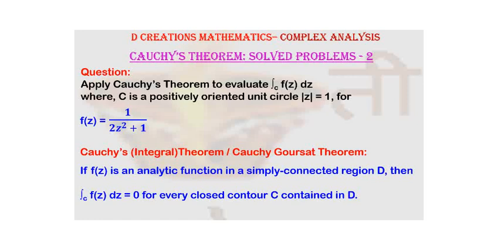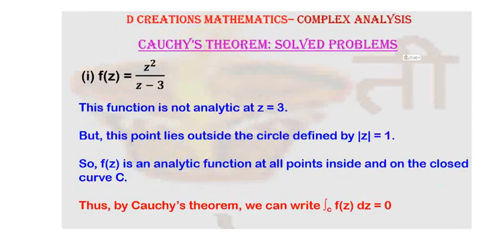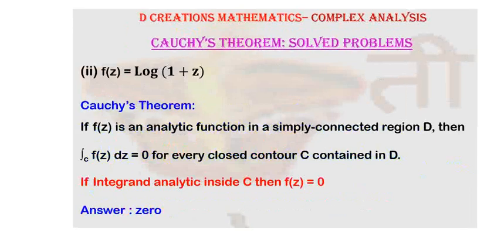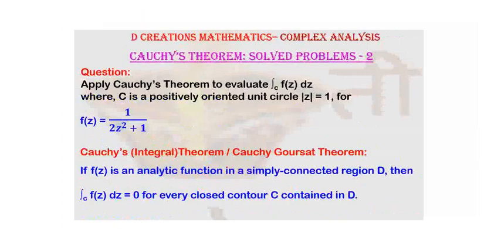Here f of z is 1 upon 2z square plus 1. Notice that in the previous case, where we had taken f of z as z square upon z minus 3, the function was analytic at all the points inside and also on the closed curve C, and hence the answer was automatically 0. Similar situation was there for the function log of 1 plus z, so answer was 0 as well. Now in this case, we are looking at the function 1 upon 2z square plus 1.